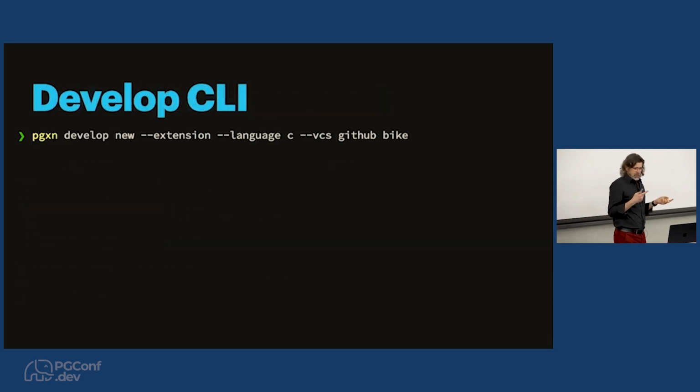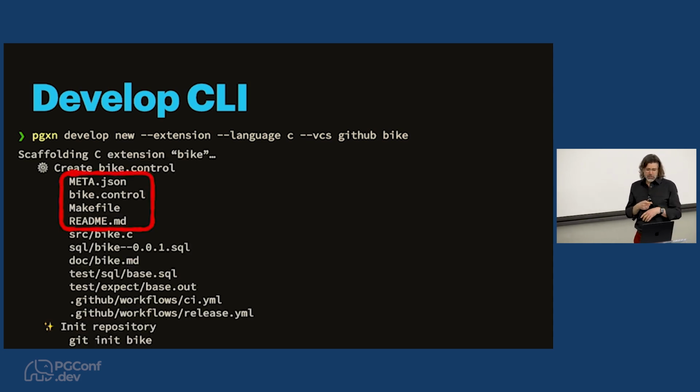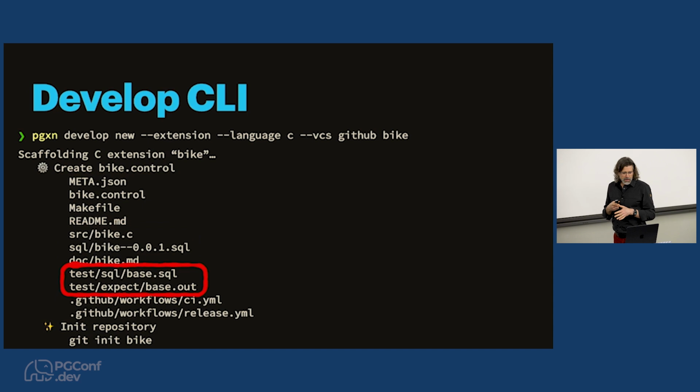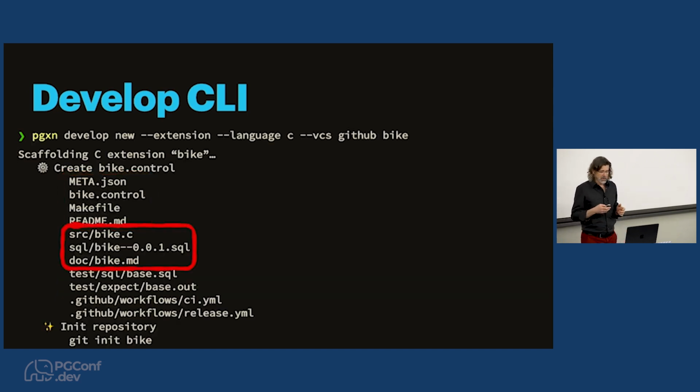So with that in place, we can say, all right, let's develop a new extension. I'm going to call it Bike. I'm going to write it in C. It's going to live on GitHub. And it can just write out all the files to get you started, right? So for a C extension, you're going to have your PGXN metadata, your control file, the makefile that uses PGXS, and a start of a README.